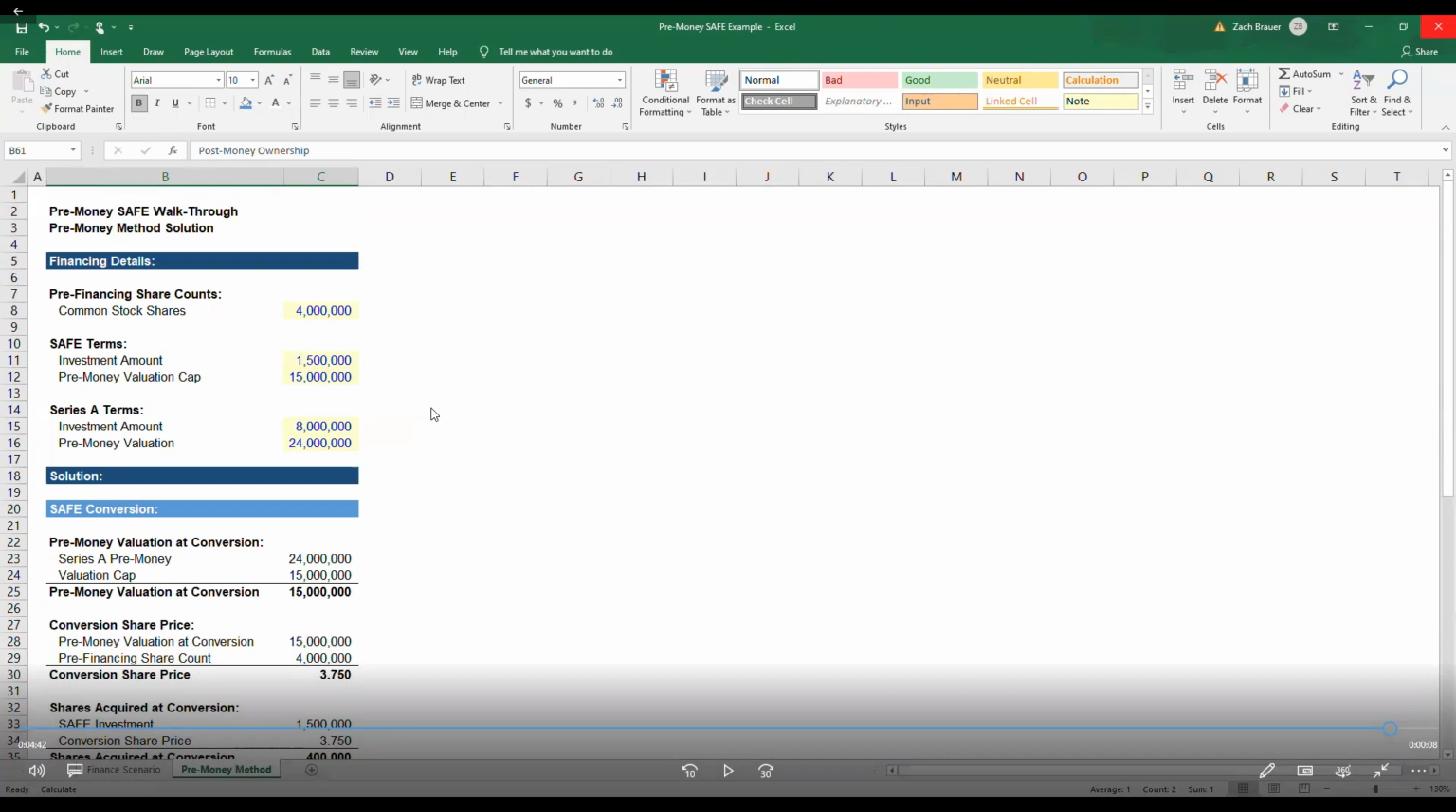In the percent ownership method, which I'll cover in a subsequent video, you will see that by including the shares that are acquired by the safe investors in the count to establish the Series A share price, the Series A investors will then get the ownership you would expect based on adding the investment and the pre-money to get the post-money.